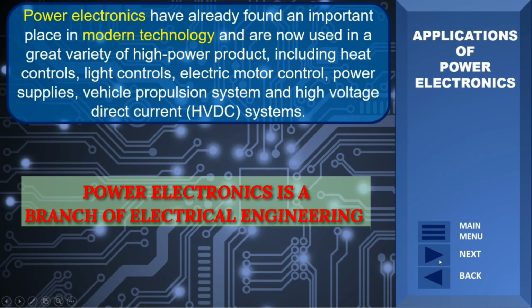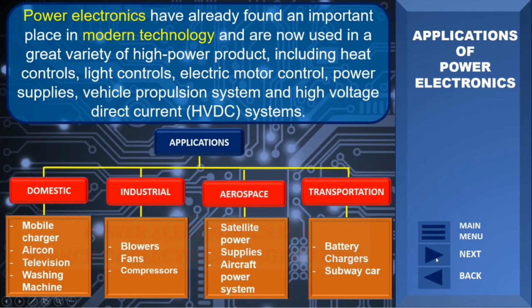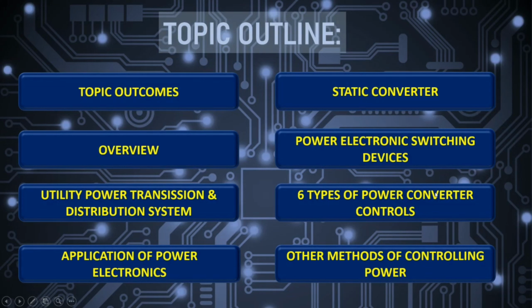Power electronics is basically a branch of electrical engineering which is extensively used in the processing and controlling of high voltages and currents in large industrial equipment, household equipment, and so on. Power electronics indeed has a lot of applications, and it includes domestic, industrial, aerospace, and transportation.